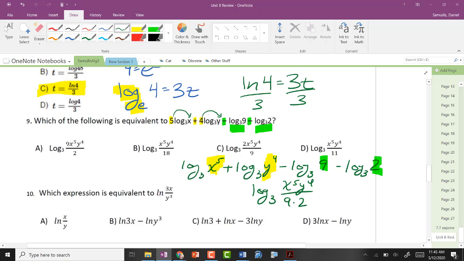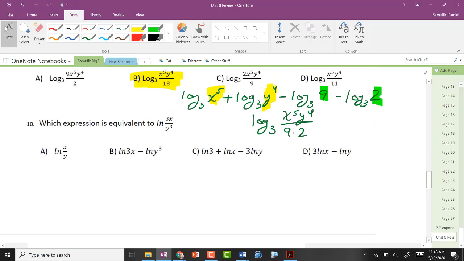Well, what happens with that 9 and the 2 is since they're both in the denominator, we're multiplying those. So you do actually get 18. So the answer is B, log base 3 of x to the 5th, y to the 4th over 18. This one is expansion.